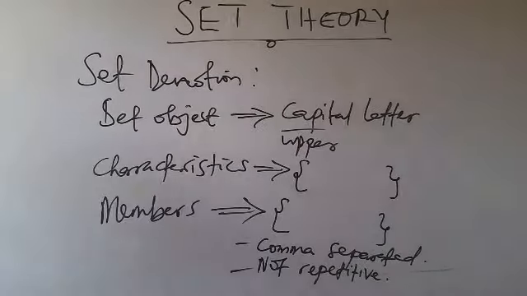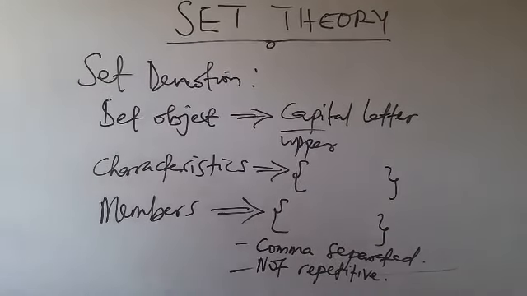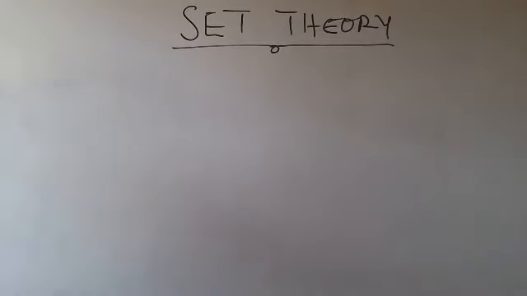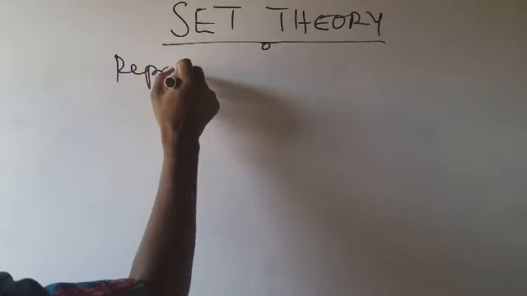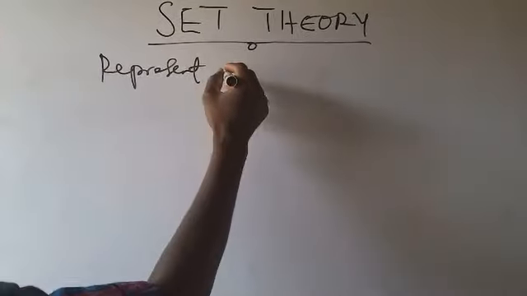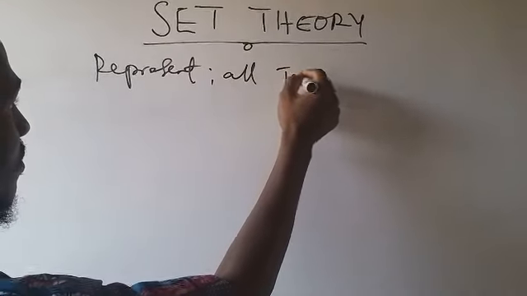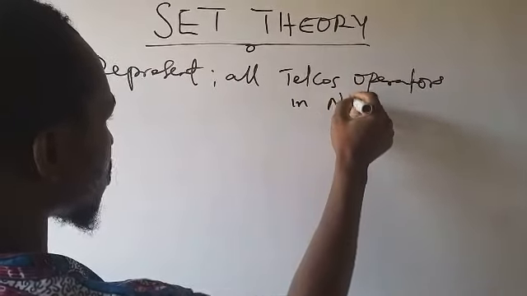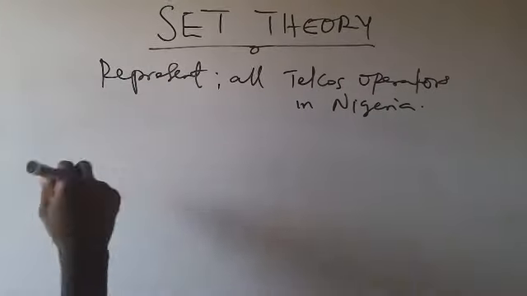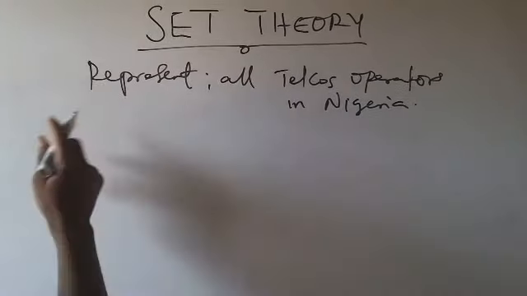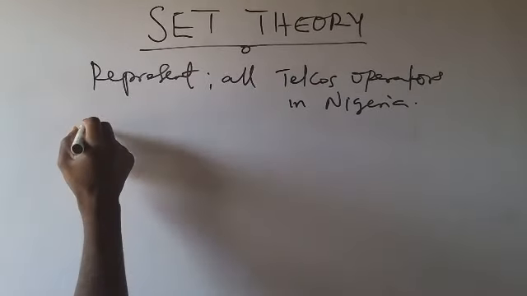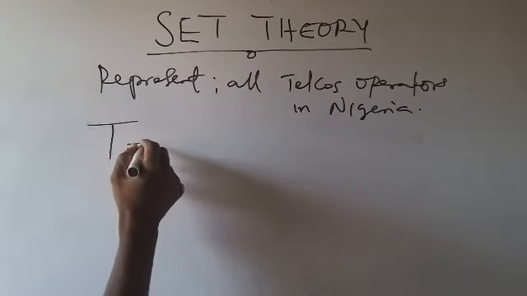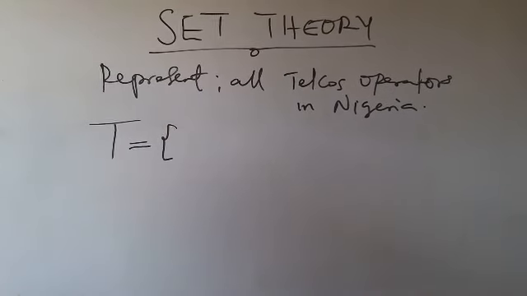So in the example I gave, the set of telecoms operators in Nigeria, let's denote that with a set. Let's say we want to represent the set of all telcos. Telcos mean telecom operators in Nigeria. So we take a representation which will be the object of the set. We can say we want to represent the set with T. So this is the object, is equal to, then we open the characteristics, then we list our members.